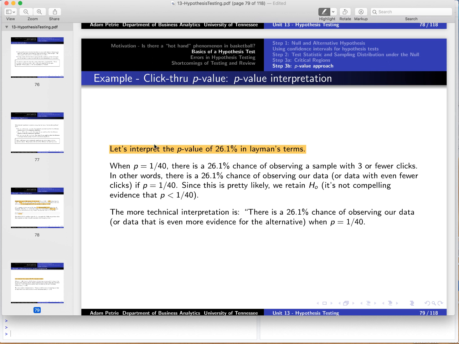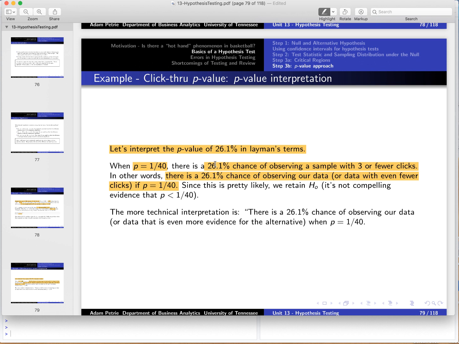This is letting us know that if p was equal to 1 out of 40, there's a 26.1% chance of observing a sample with 3 or fewer clicks. When the null hypothesis is true, this is the probability of observing our data, basically 3 clicks, or data that's even more evidence for the alternative, 3 or fewer. In other words, there's a 26.1% chance of observing our data or data with even fewer clicks if, in reality, the marketing firm was being honest and their true click-through rate was 1 out of 40. That's a pretty likely number, a 1 out of 4 chance, basically, of observing our data or data that provides even more evidence for the alternative when the marketing firm is correct.